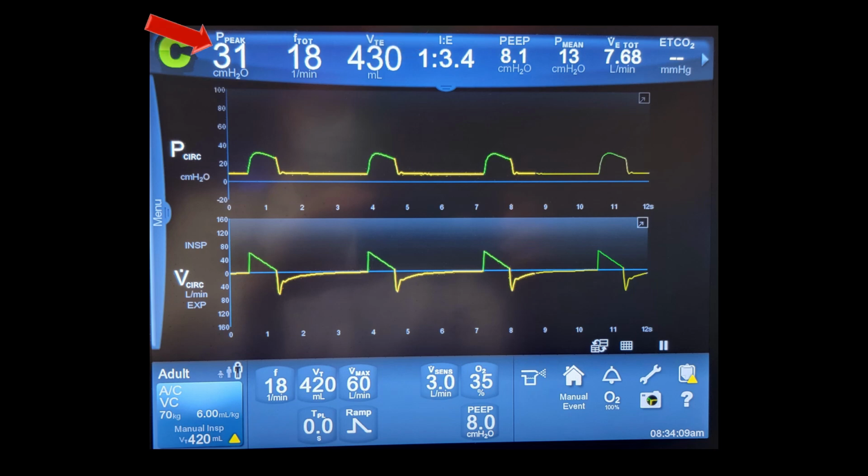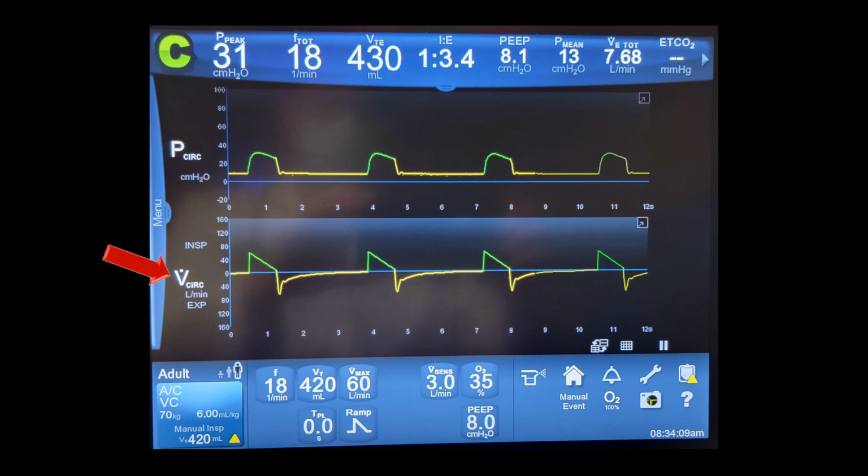We can see the peak pressure of the patient is 31. Normal inspiratory peak is less than 40 centimeters of H2O. And a plateau pressure, which we would need to view by doing an inspiratory hold on the ventilator, is normally less than 30. Next, we can see our circuits, our graphic representation of pressure for each breath.